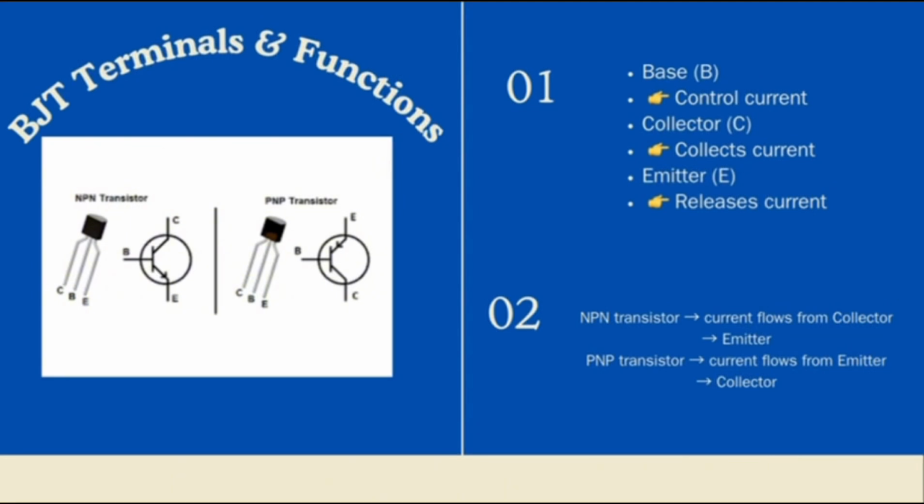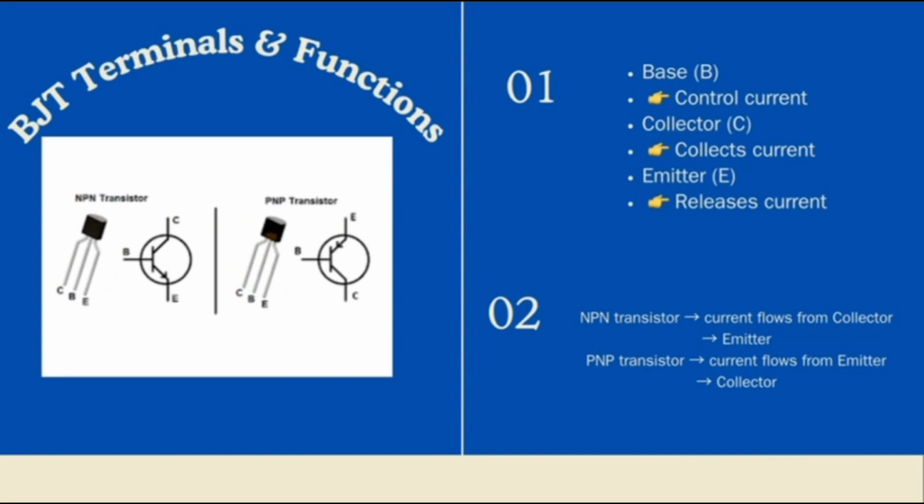The second terminal is the collector. The collector is responsible for collecting the current from the circuit. It is usually connected to the power supply, and it allows current to enter the transistor. The amount of current that flows into the collector depends on the signal given to the base. And lastly, the third terminal is the emitter, which is the E. The emitter releases the current out of the transistor. It is usually connected to the ground or the lower voltage side of the circuit. The emitter provides the path for current to leave the transistor.